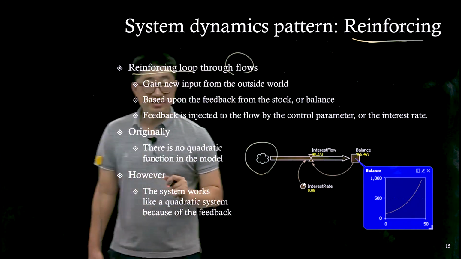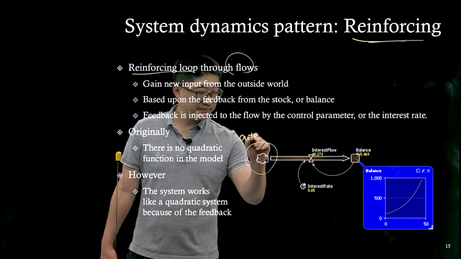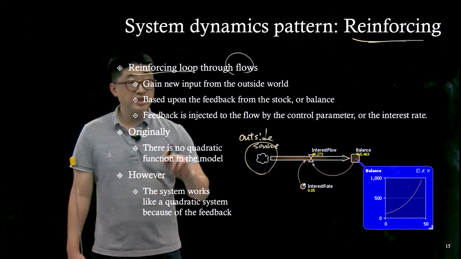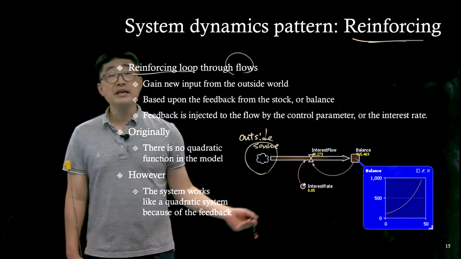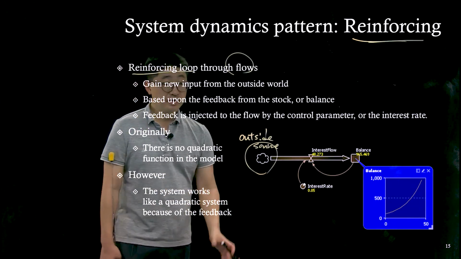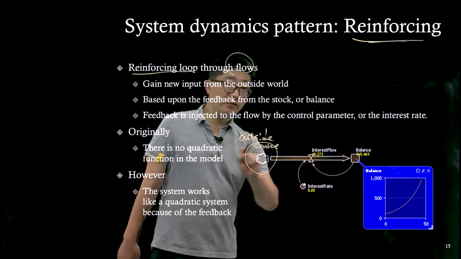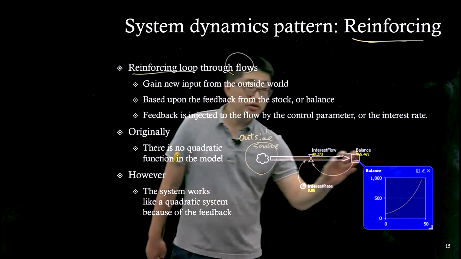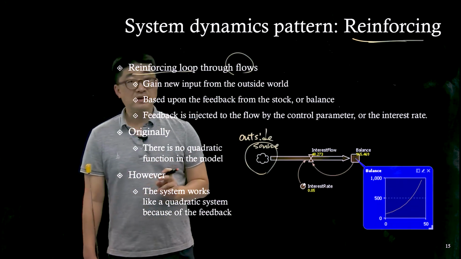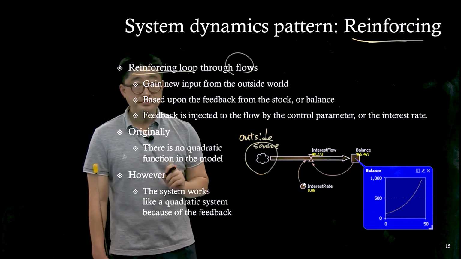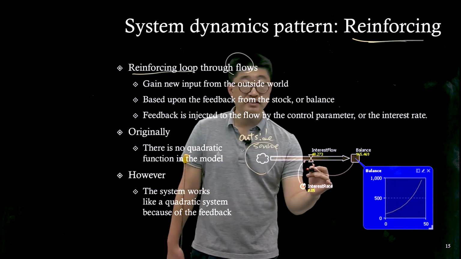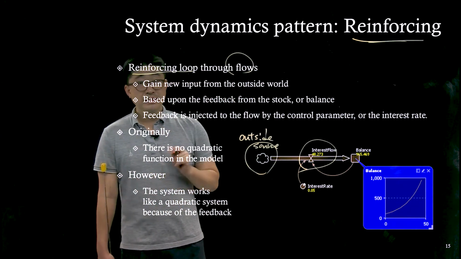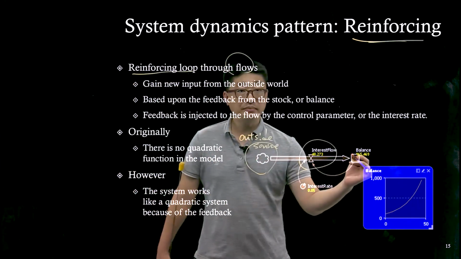strange notation here. This is an outside source. Usually it is treated as a stock with an infinite amount. So this is a stock that can forever flow from this outside source to the internal stock within our system. However, of course, that flow is being regulated by this flow model. Here, we have a balance.